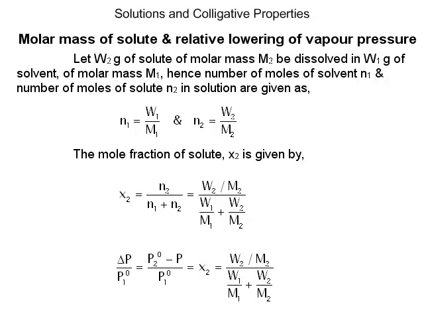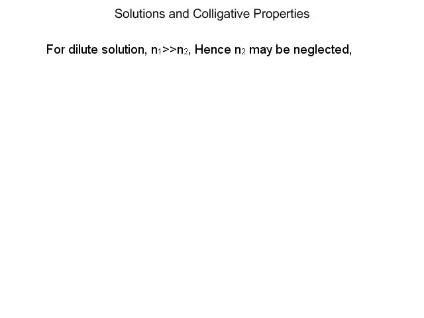ΔP upon P1⁰ is equal to (P1⁰ minus P) upon P1⁰, which is equal to x2, which is equal to (W2 upon M2) upon (W1 upon M1 plus W2 upon M2). For a dilute solution, n1 is much greater than n2. Hence, n2 may be neglected. ΔP upon P1⁰ is equal to n2 upon n1, which is equal to (W2 upon M2) upon (W1 upon M1), which is equal to W2M1 upon W1M2.